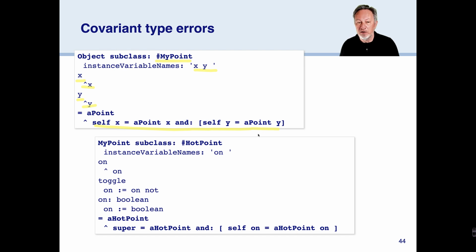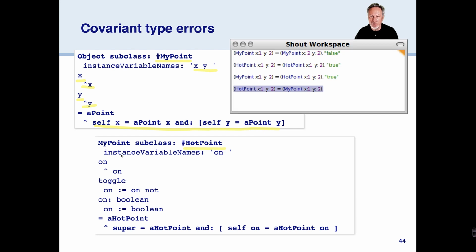Here, this equality is expecting a point object as an argument. It just checks, does my x equal the argument's x, and my y the same as the argument's y. That's what we expect. HotPoint is a subclass of myPoint, and it has an additional instance variable on, which can be toggled, so it can be on or not on. A HotPoint is equal to another HotPoint if the super method passes, so x equals x and y equals y, and the toggle value is the same.